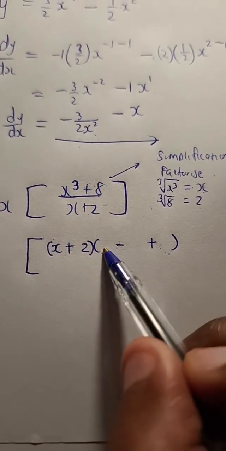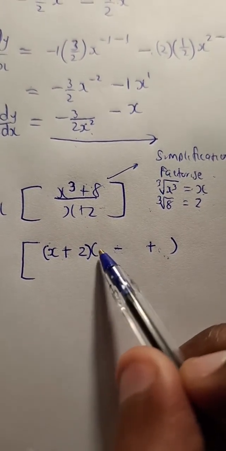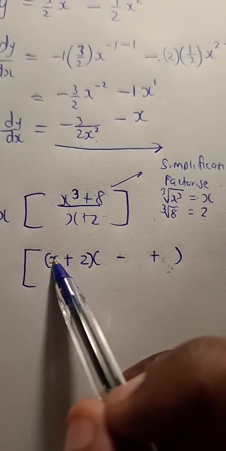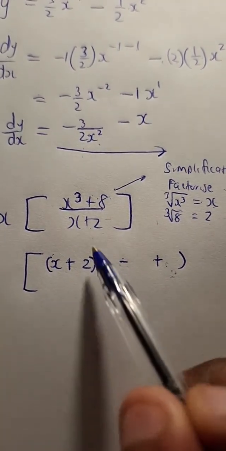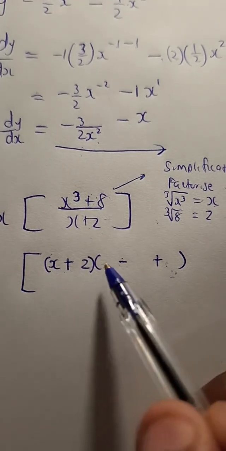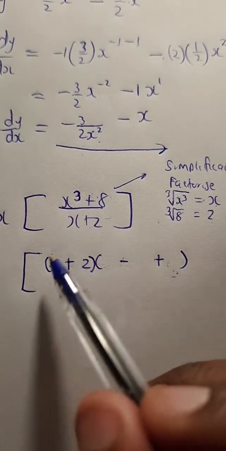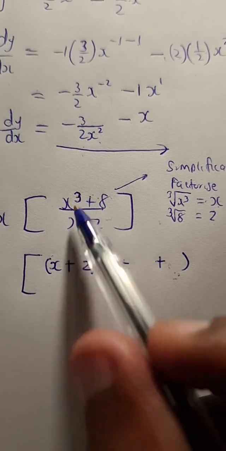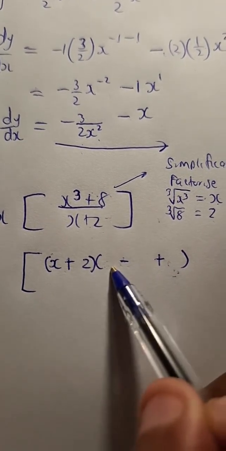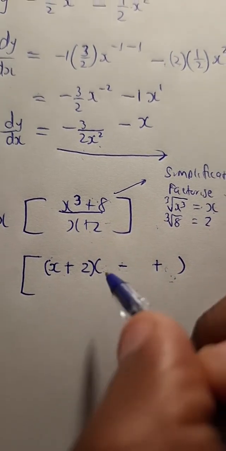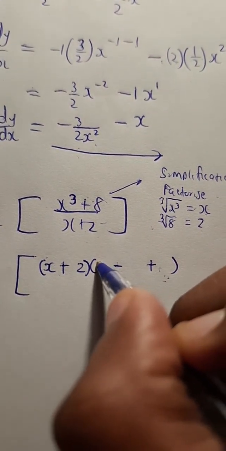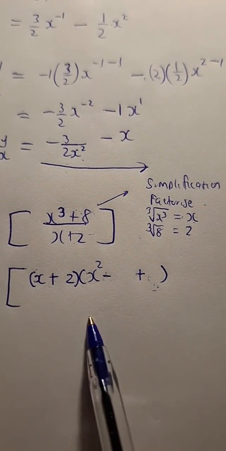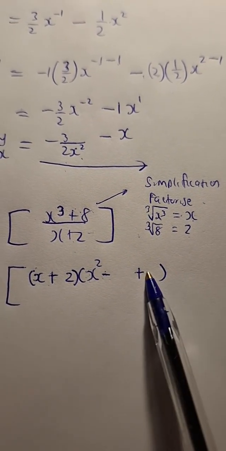Now you want to find the first term in your trinomial bracket. All you simply do is ask yourself, x times what gives you x cubed? If you want your first term, x times what gives me x cubed? So what would I write here? Exactly, x squared, definitely.